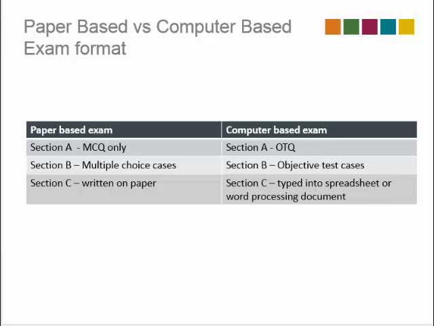In Section C, the scenarios and the requirements will be the same, but instead of having to write them onto paper, in the computer-based exam you'll be typing them into either a word processing document or a spreadsheet. The software for these computer-based exam Section C questions is intuitive and straightforward to use, especially for those students who already have basic Microsoft Word and Excel skills. But the important message is that the content is the same regardless of the type of exam that you're choosing.